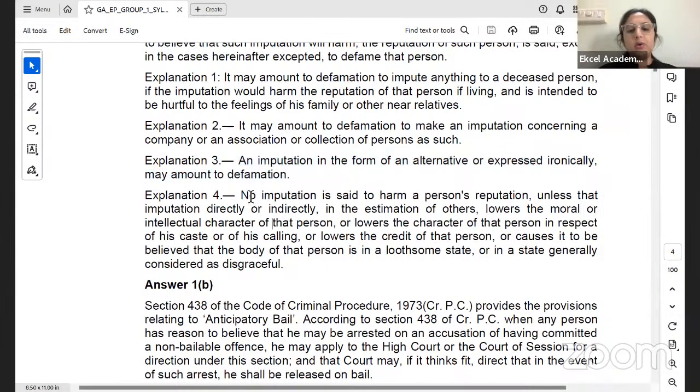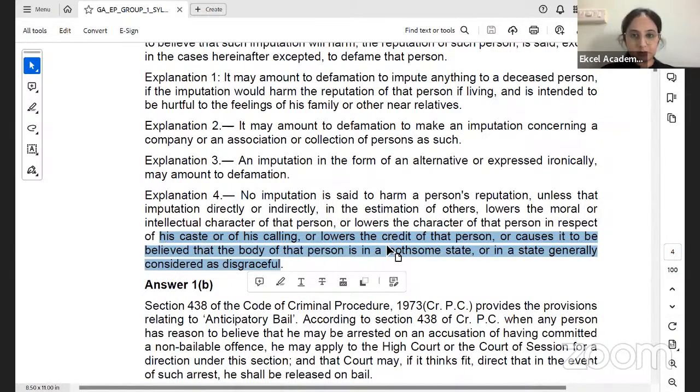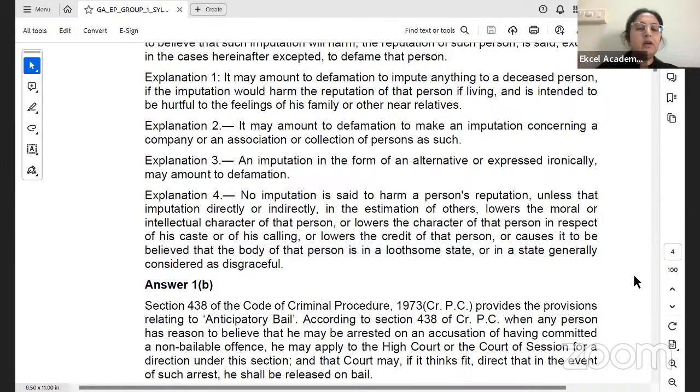So explanation four: no imputation is said to harm a person's reputation unless it directly or indirectly, in the estimation of others, lowers the moral or intellectual character of that person, or lowers the character of that person in respect of his caste or calling, or lowers the credit of that person, or causes it to be believed that the body of that person is in a loathsome state, or in a state generally considered as disgraceful. In general, explanation four says that anything you do which lowers the image of a person in front of others, whether related to his caste, his profession, or his character, counts.